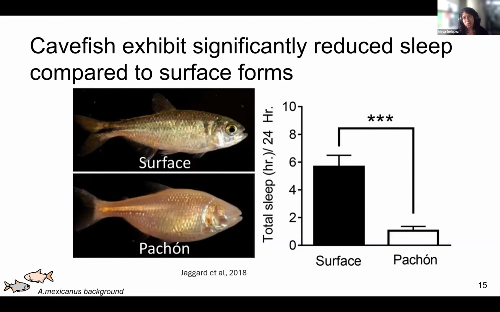It's actually the only known organism, as far as I know, that has such a divergent sleep behavior that is not determined by things like seasonality changes or reproductive breeding patterns. It is just baseline. So we're going to be looking at sleep.